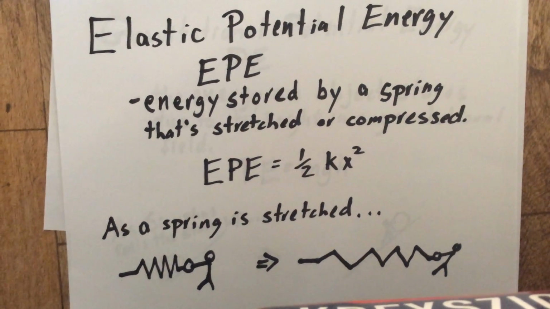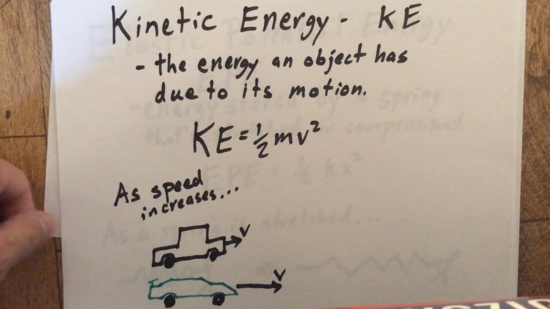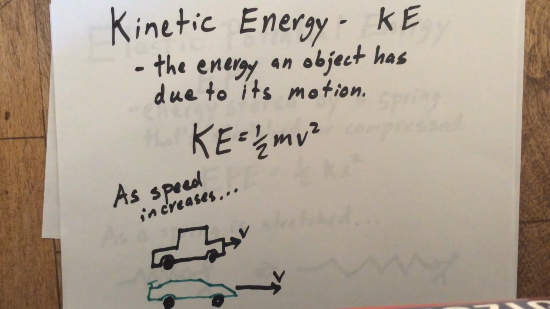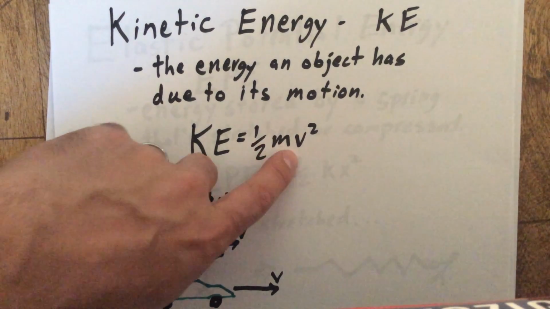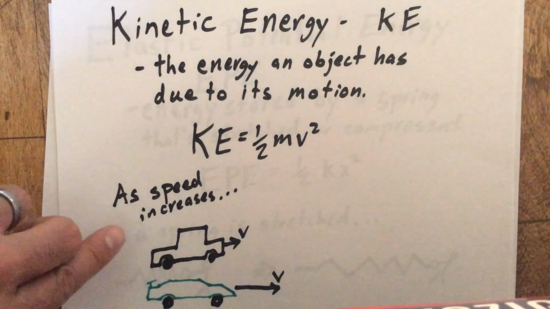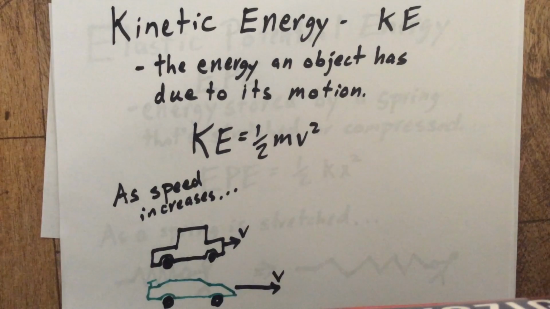The last type of energy we talk about this unit is kinetic energy. Kinetic energy is the energy that an object has due to its motion. The formula is 1/2 the mass times the speed squared. As the speed increases, the kinetic energy is going to increase too.